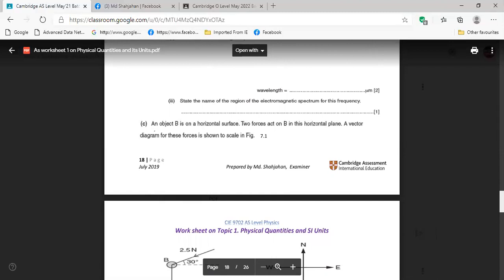An object B is on a horizontal surface. Two forces act on B in this horizontal plane. A vector diagram for these forces is shown to scale in figure 7.1.